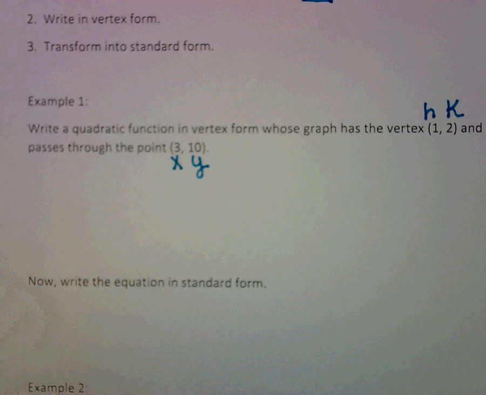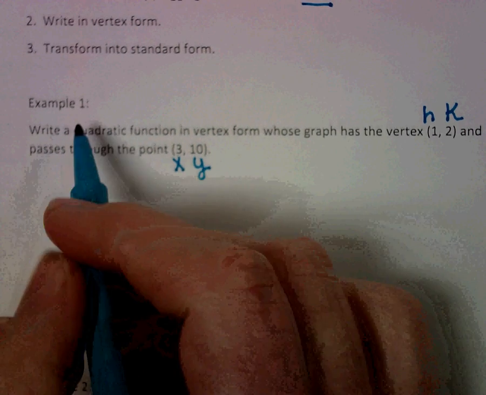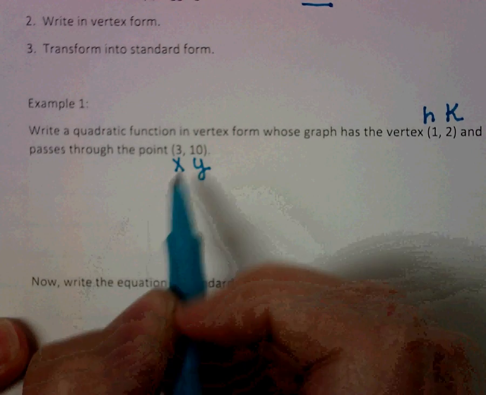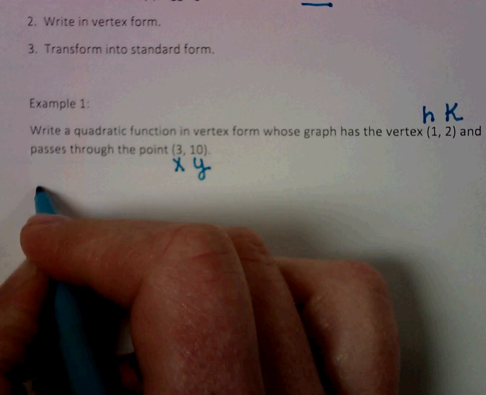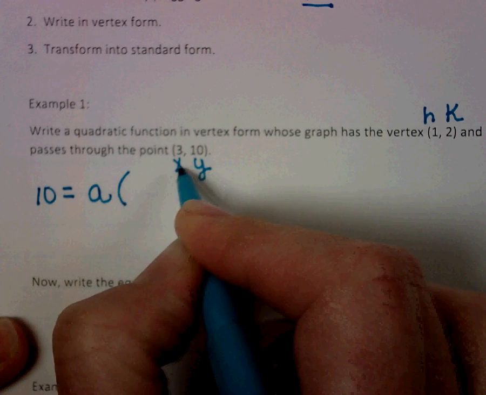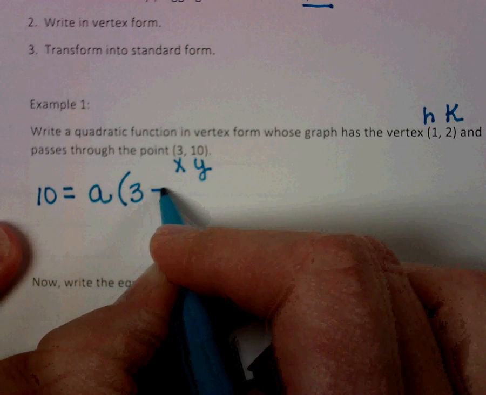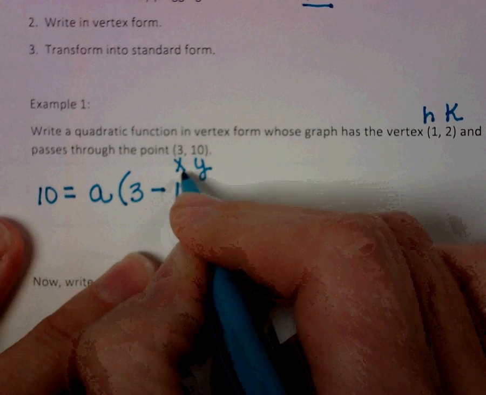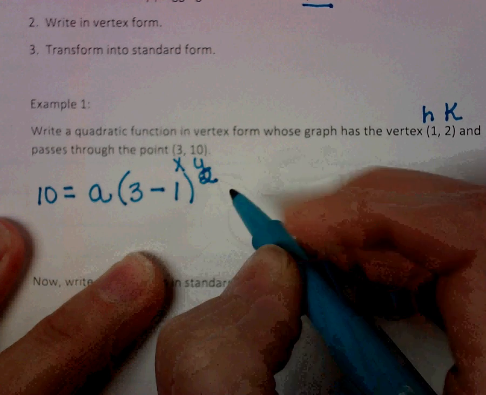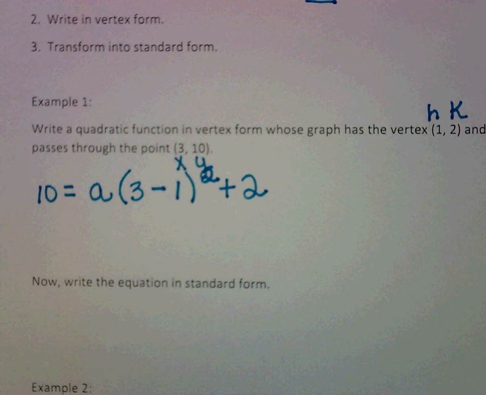We don't currently know the a value, so our first step is going to be to plug in those two points and find a. So looking up above, f of x or y is 10 equals, we don't know a. Our x value we know to be 3. So let's see, 3 minus h, which is 1, squared, and then plus k, which is 2. So all we did was fill in the vertex form of our equation so that we can solve for a.